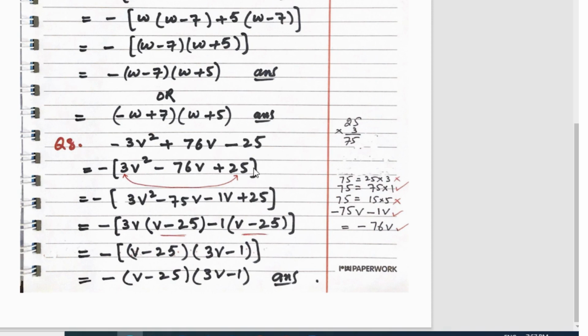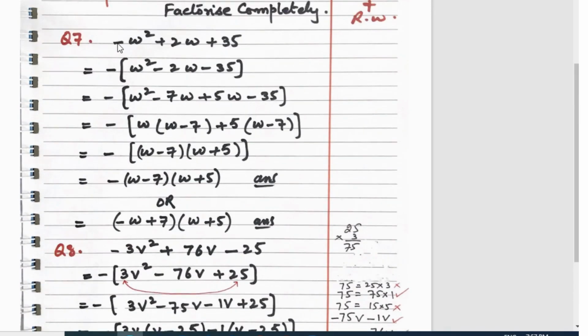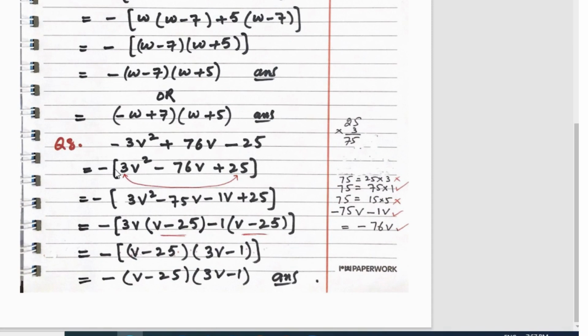Now similarly, come to the next question, question number 8. Here again we have a minus sign with a square term. Not only -7, in this term there was a minus sign only with the square term, so we solved it like this. But now the situation is a bit changed. Along with the minus sign there is a coefficient present with v square, so not a big deal. We have solved such a question before.